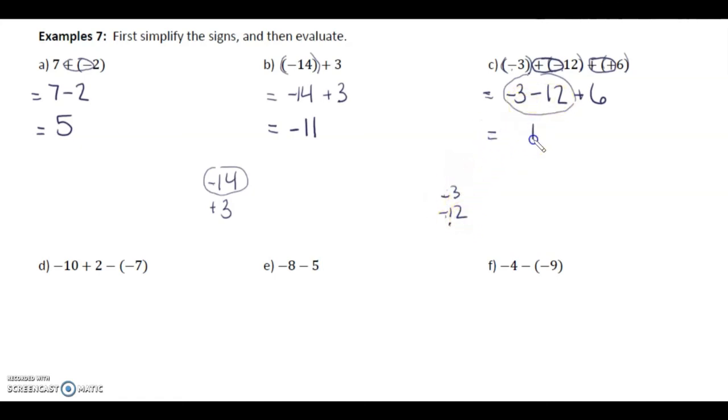Negative 3 and negative 12 both have the same signs, so we're going to add them. So 12 plus 3 is 15. But because both signs are negative, we are going to leave the negative there. And bring down the 6. Now we have negative 15 and positive 6. These are opposite signs, so we're going to subtract. So 15 minus 6, we get 9. And we're going to keep the sign of the larger number, which is negative. So negative 9.